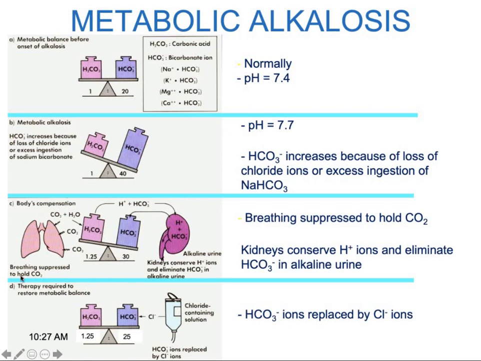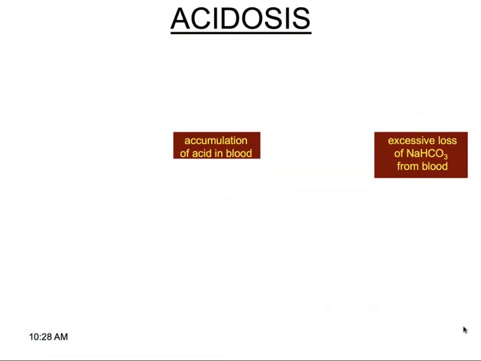The body's compensatory response will be twofold. Breathing will be suppressed to hold CO2, and the kidneys will try to conserve hydrogen ions and eliminate bicarbonate ions in alkaline urine. The management or therapy would be that we will try to replace bicarbonate ions with chloride ions. Therefore, we will provide chloride-containing solutions.